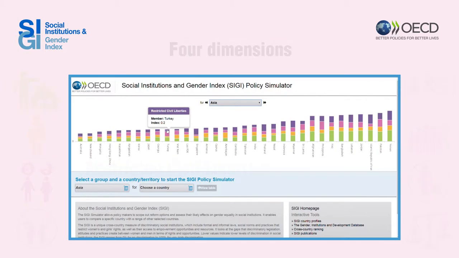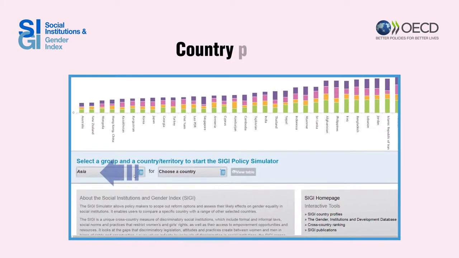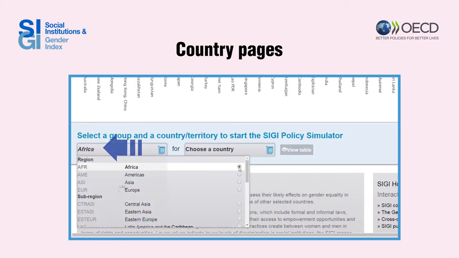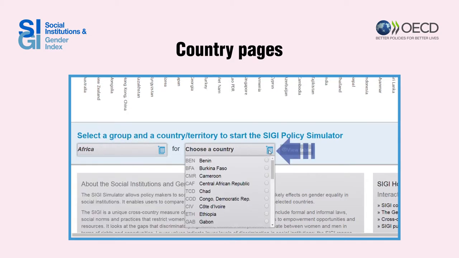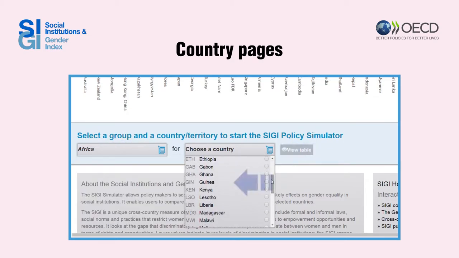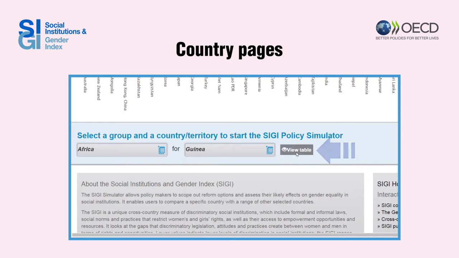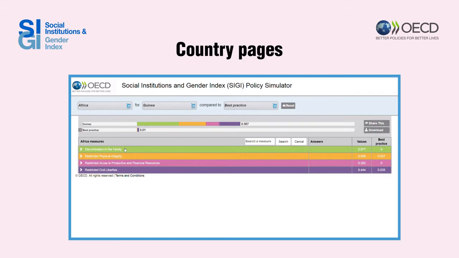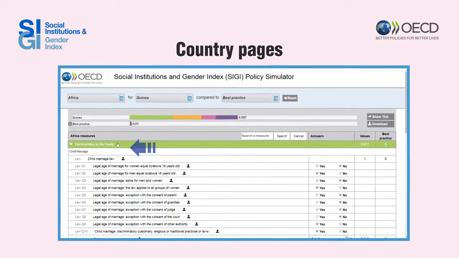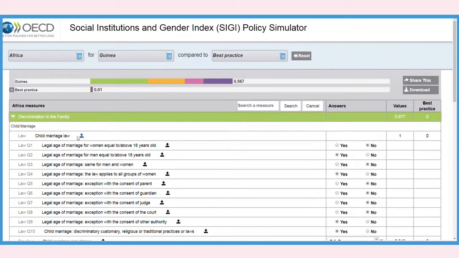The SIGI Policy Simulator does more than describe discriminations. It helps policymakers identify policy reforms and simulate their expected effects on gender equality in social institutions. Take Guinea, for example. Let's focus on laws governing family affairs and more specifically on child marriage law.